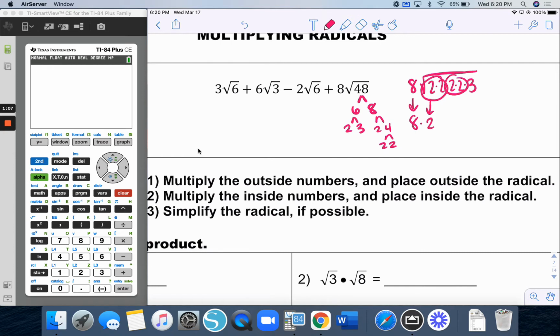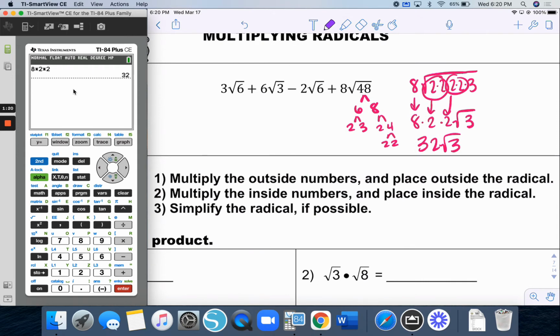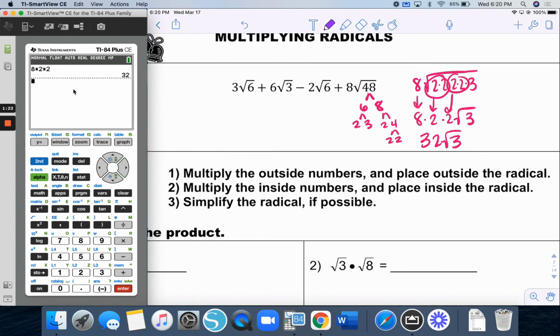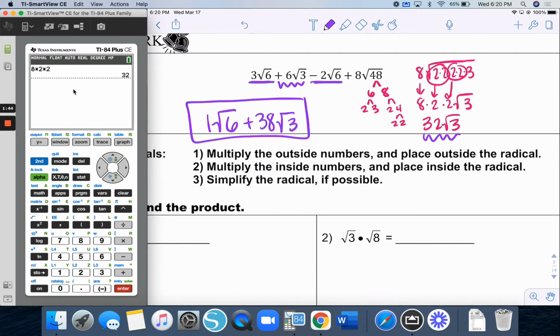And remember, everything that you take out, you multiply. So 8 times 2 out front is really 16 square roots of 3. So when I finish this problem up, what we did yesterday is the square roots of 6 get to go together. So you have 3 square roots of 6, and you're taking away 2 square roots of 6, which is a total of 1 square root of 6. You don't have to put the 1. And then I have 6 square roots of 3 and 32 square roots of 3 for a total of 38 square roots of 3.